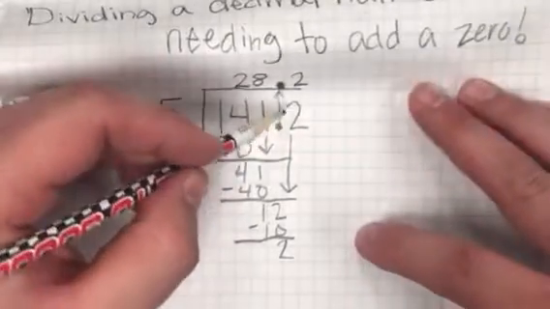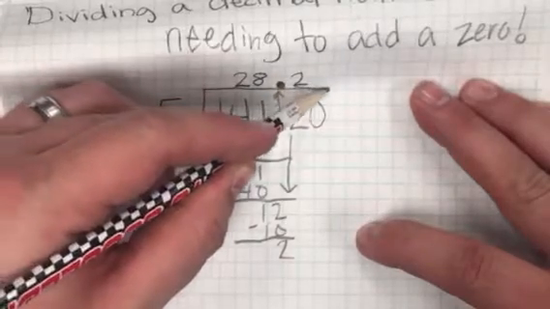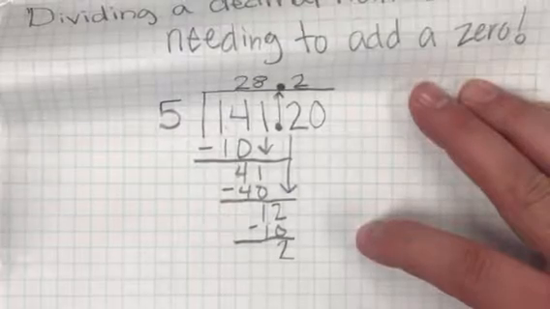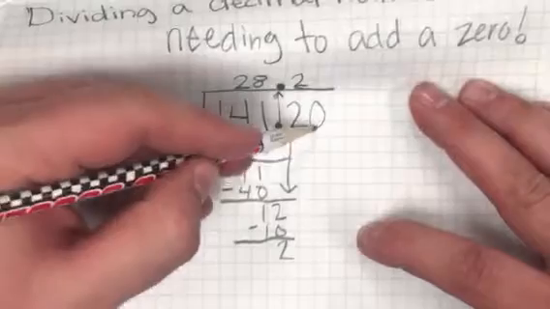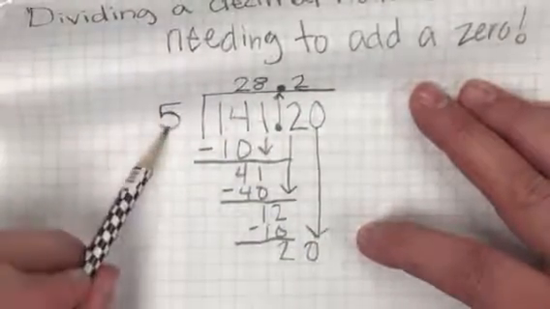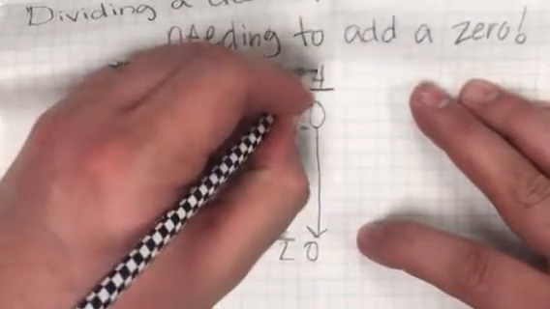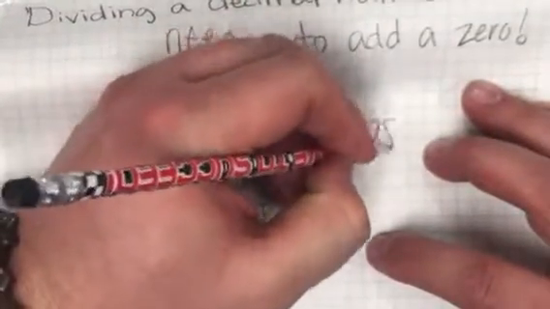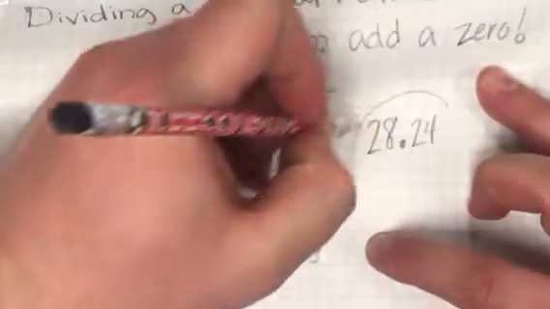So adding the 0 to the end of my decimal number over here will not change the value of the number I'm trying to subtract. Remember, with decimals, the further to the right we go, the smaller the numbers get. So we don't need a remainder. So I'll bring down my 0, and now I need groups of 5, and I have 20, so I can evenly make 4 groups out of those 20. So my quotient is 28 and 24 hundredths.